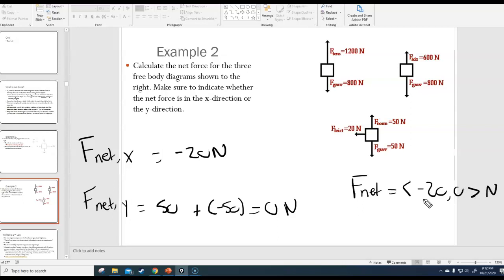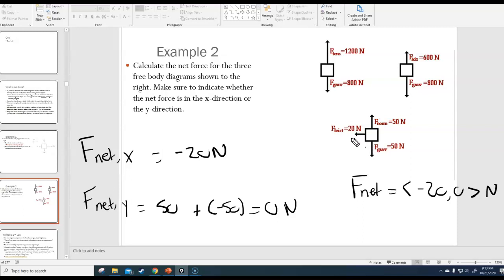Okay. Notice that this is not like using a north, east, south, west coordinate system. This is using a coordinate system where the x component is the horizontal direction and the y component is the vertical direction. Okay, so in other words, this overall net force is to the left. This object is going to accelerate to the left. Now, does that mean it's moving to the left? No. It just means it's accelerating to the left.